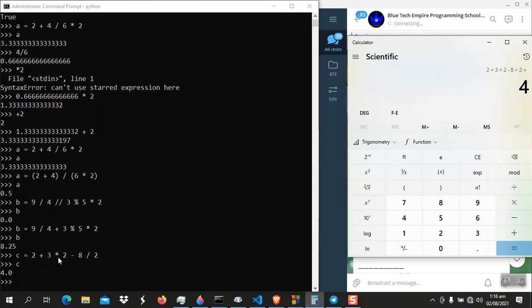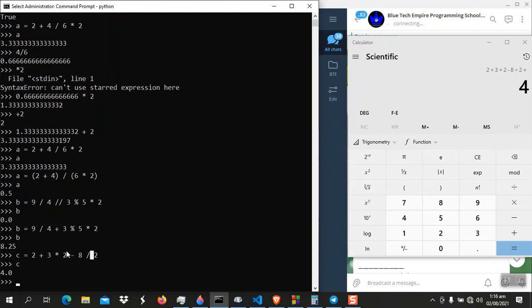Okay, let's do it ourselves and we're going to see it's not going to match. Now 2 plus 3 is 5. 5 times 2 is 10. 10 minus 8 is 2. 2 divided by 2 is 1. So if we do it from left to right without following any operator precedence, it's going to give us 1. Let me do it again. 2 plus 3 is 5. Now 5 times 2 is 10. 10 minus 8 is 2. Now 2 divided by 2 gives us 1.